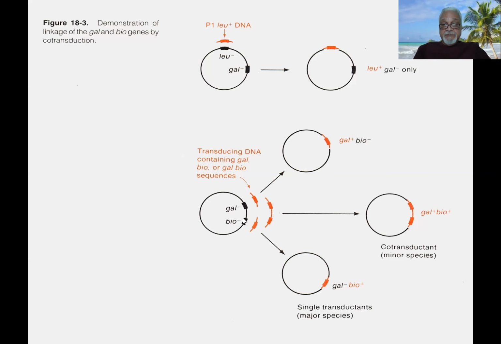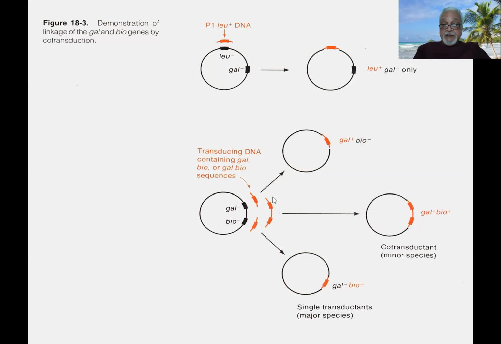So when these phages infect the recipient cells and you look for transductants, you may get a gal plus, because the recipient cell is gal minus and bio minus. So if this type of phage infects this cell, it is going to replace gal minus with gal plus. So the recipient cell will become gal plus and bio minus. And similarly here, if this portion gets exchanged or recombined, you get a gal minus and bio plus.